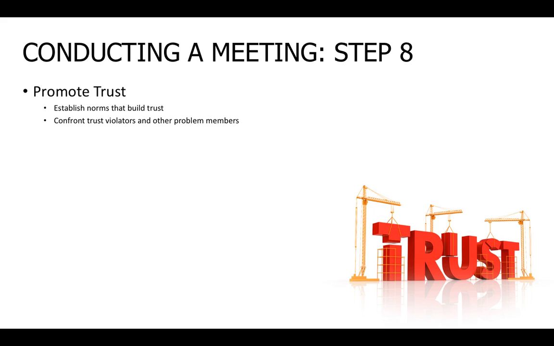Second, confront trust violators and other problem members. If you catch group members being cliquish, being dishonest, being gossipy, confront it. That's one of the hardest aspects of leadership because those problems naturally emerge. But it's your goal and it's your job to make sure that you call it out and address it.